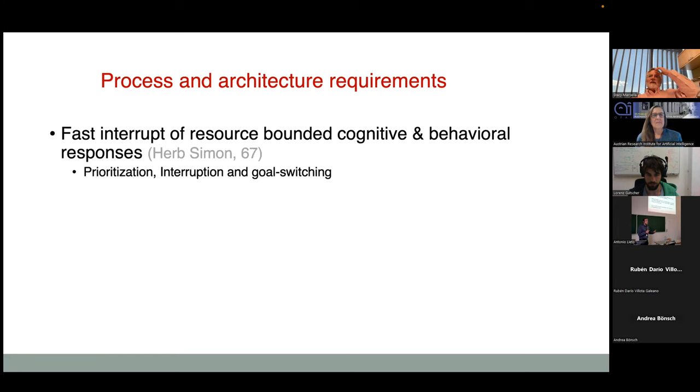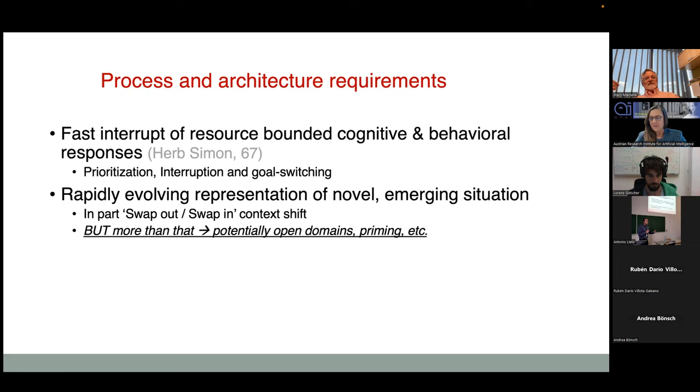events. One thing that Herb Simon argued in a classic article in 1967 is that emotion serves important functions for humans, that in particular, it's a fast, interruptive, resource-bounded cognitive and behavioral response. It's prioritizing things, it's interrupting, it's causing goal switching, which is critical for the cognitive architecture. So it's an interrupt signal, essentially. But it's more than an interrupt signal. What's going on in that bird scenario is particularly interesting because at one moment, the actress is thinking about the performance that she's about to do.